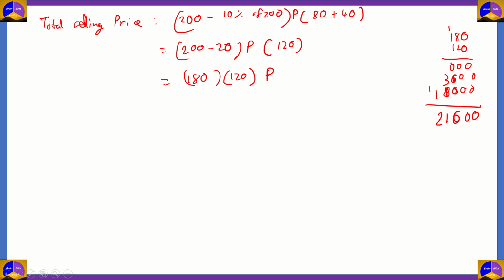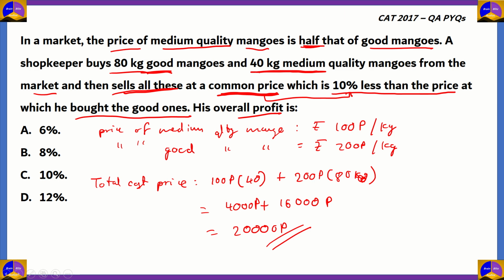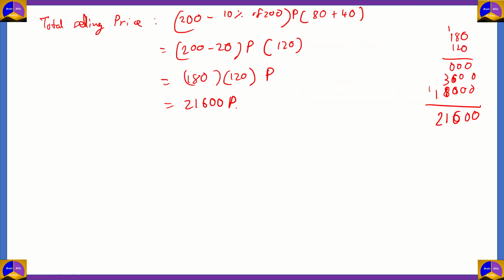So finally, the total selling price would be 21,600p. Now, obviously, you know that your total cost price is 20,000, but your total selling price is 21,600. So basically, the profit that is earned would be 21,600p minus 20,000p, which is equal to 1,600p.